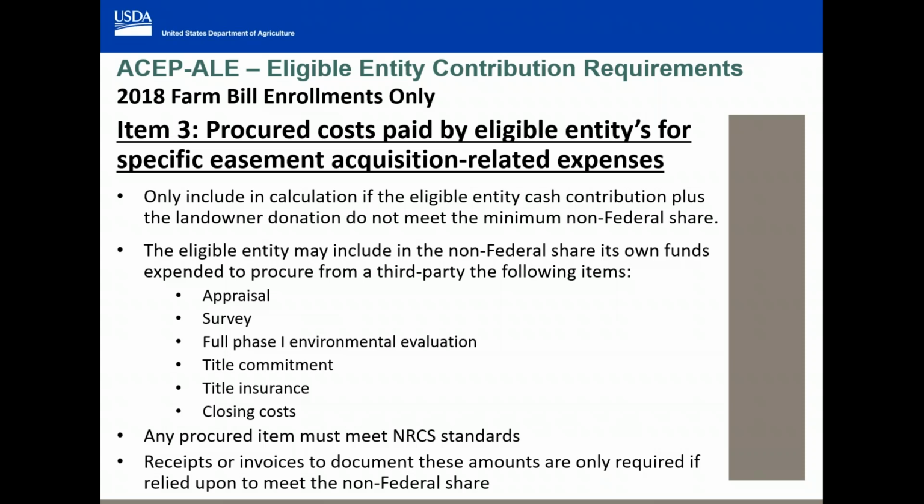Any of these items that are going to count toward the non-federal share need to meet NRCS standards and specifications. So for example, appraisals would have to be approved by NRCS through our technical appraisal review process. If you get an appraisal and it's not approved by NRCS or it doesn't meet our standards and specifications, then you wouldn't be able to count it toward the non-federal share.